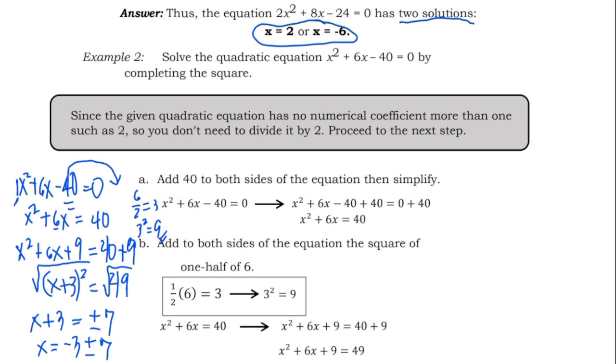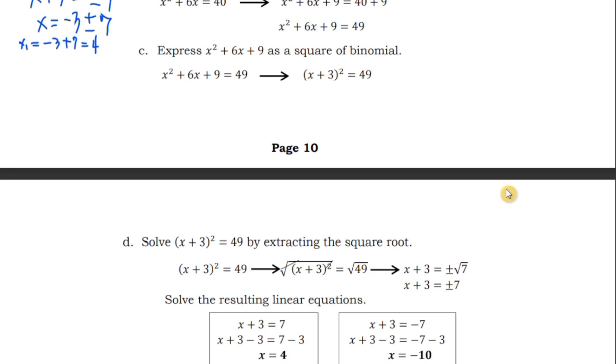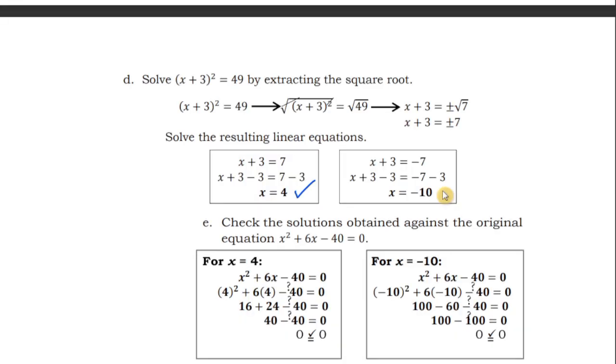So the first value of x here is negative 3 plus 7, and that is 4. The other one is negative 3 minus 7, which is equal to negative 10. So that is how the answer takes place. This is now the answer: 4 and negative 10.